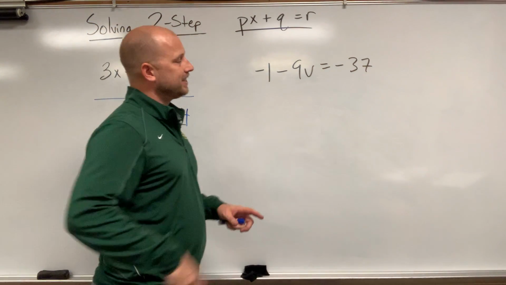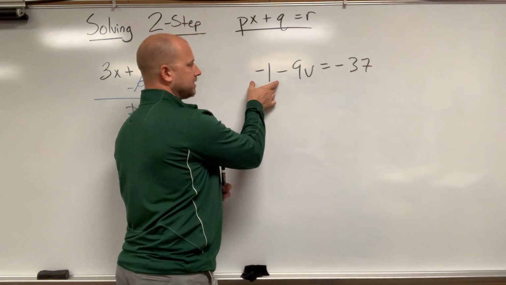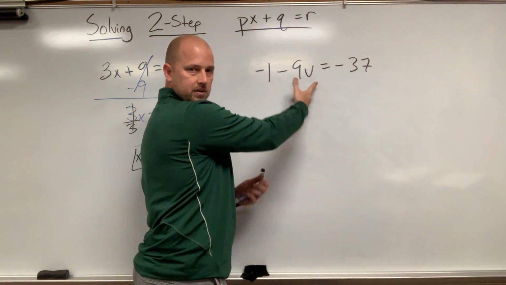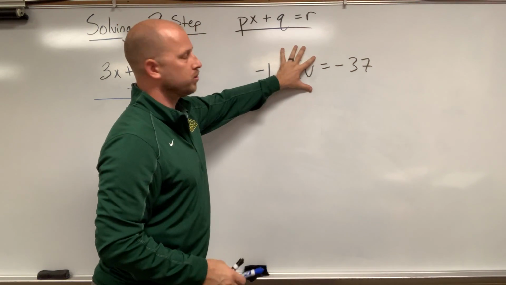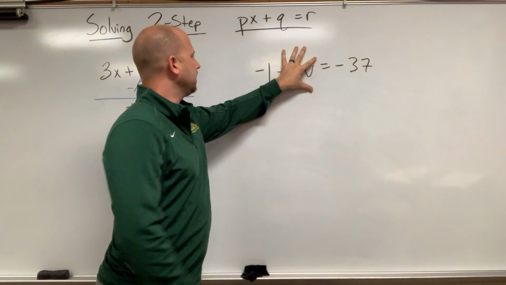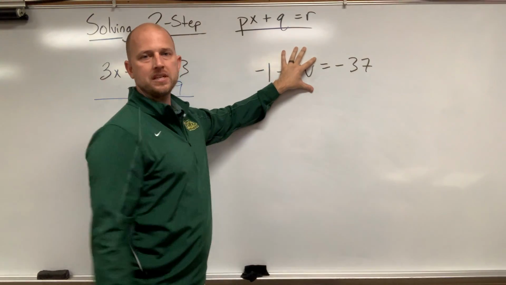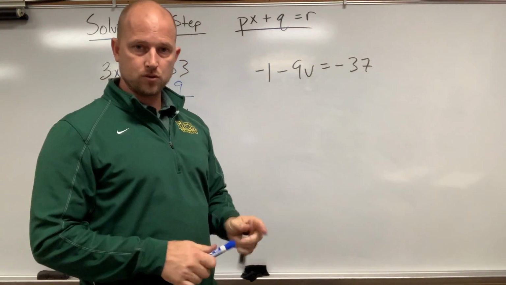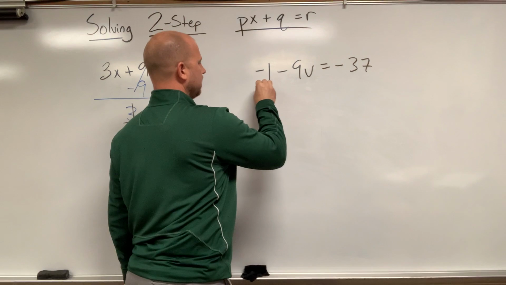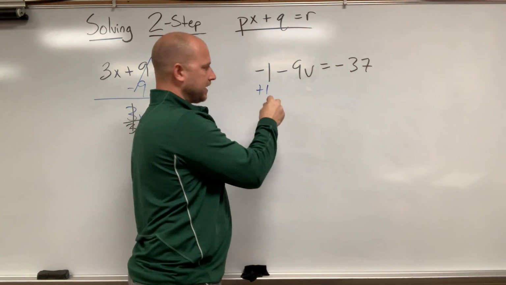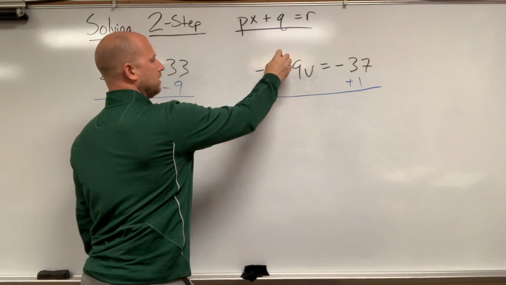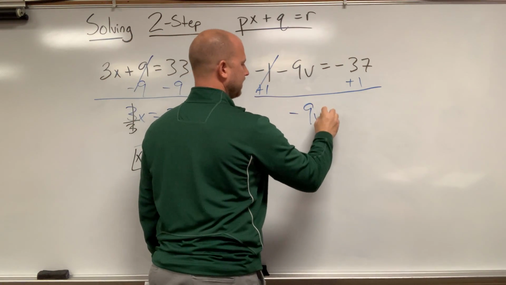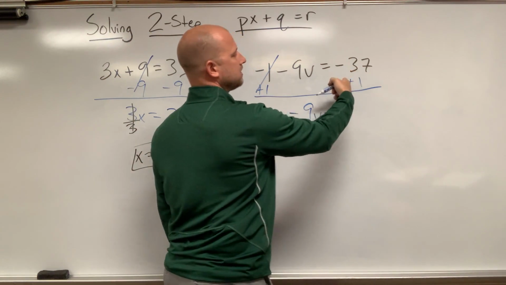All right, so again, this one is a little bit backwards. Your variable's not the first term, it is in the second term, and that's okay. The minus 9v goes with the 9v, so that's like a -9v. So the -1 is what we need to get rid of. The opposite of that is we need to add 1. So add 1, add 1. This is gone. We get -9v equals -37 plus 1.